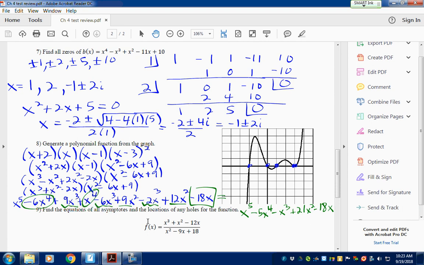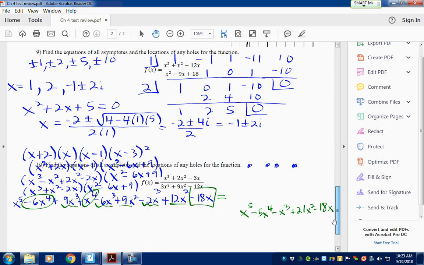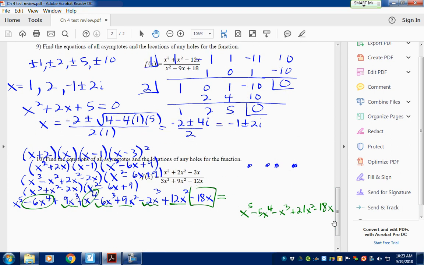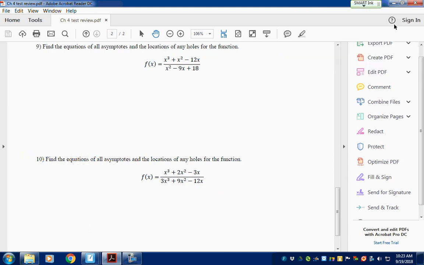All right. Then we move into asymptotes and holes. So we'll finish up with these and then we're done with our review. I'm done with the review. You can come by tomorrow morning and see me. I'll be here at 7:30.